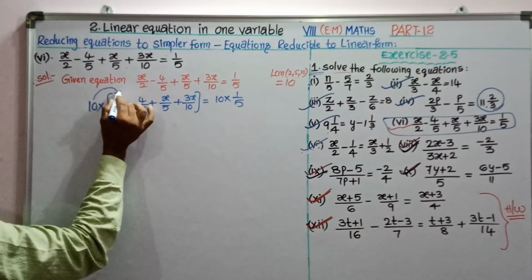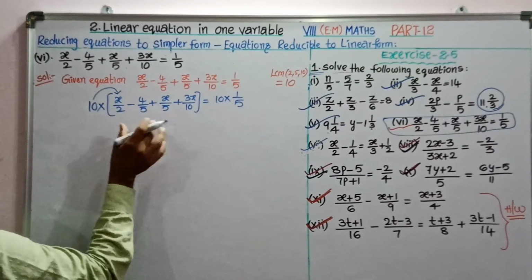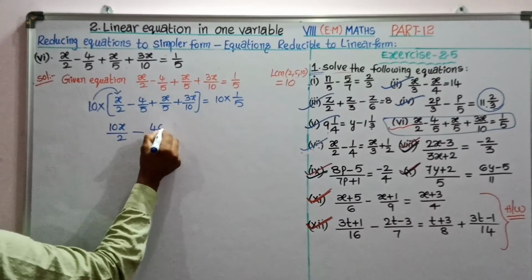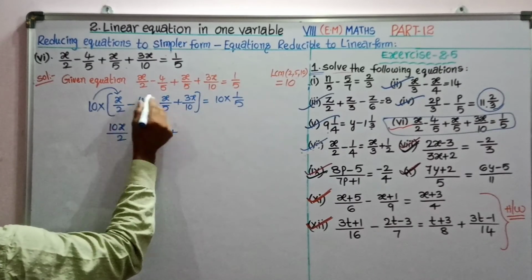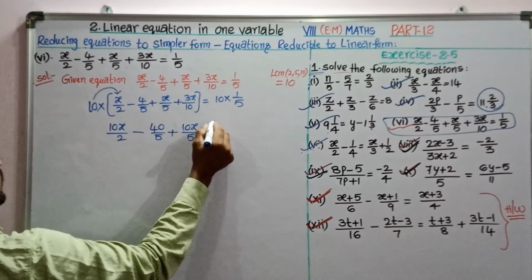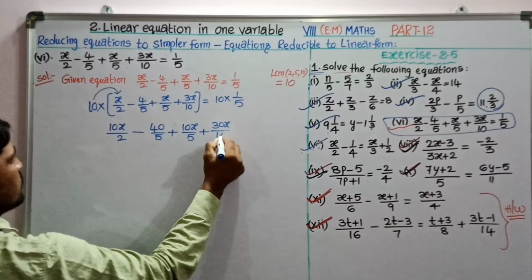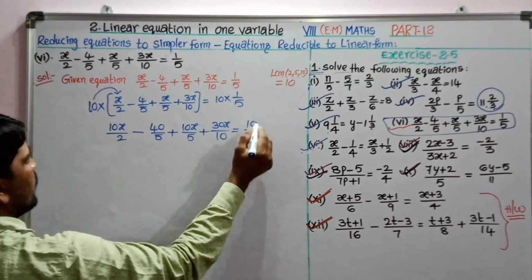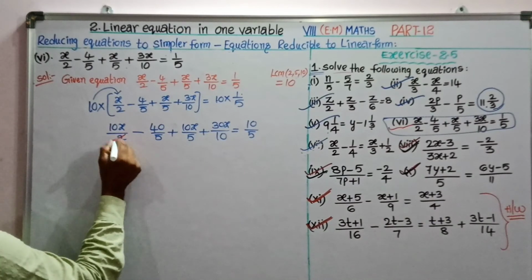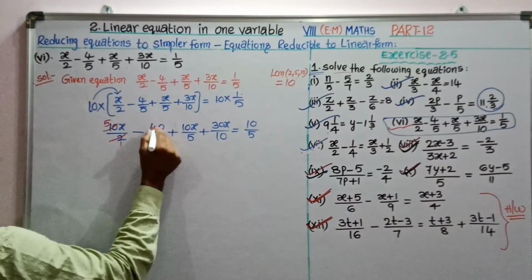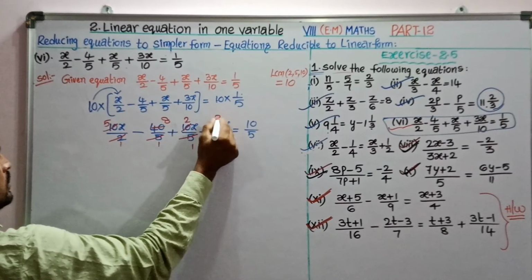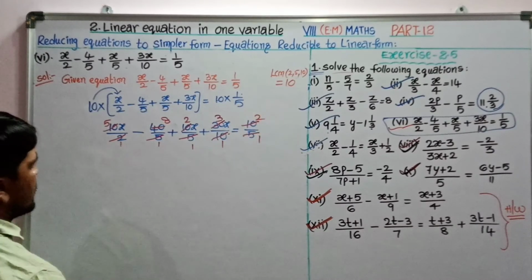Now distribute this 10 to the 4 terms of the LHS, then we get 10x by 2 minus 10 4s are 40 by 5 plus 10 into x, 10x by 5 plus 10 3s are 30x by 10, which is equal 10 by 5. 10 ones are 10 by 5. Now 2 ones are 2, 5s are 10, 5 ones are 5, 8s are 40, 5 ones are 5, 2s are 10, 10 ones are 10, 3s are 30, 5 ones are 5, 2s are 10, gets cancelled.